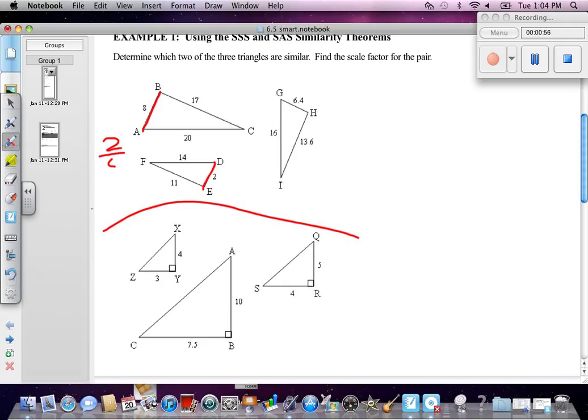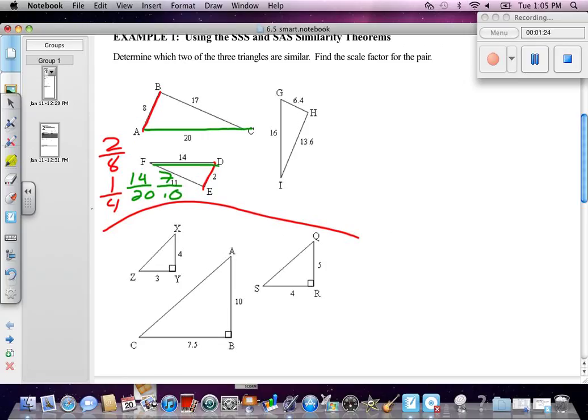Is 2 over 8, what does that reduce to? 1 over 4. Okay. Now let's look at a different side on the same triangle. Do you see how these two are corresponding? Okay, so 14 over 20, what does that reduce to? How many times does 2 go into 14? 7 times. How many times does 2 go into 20? Is 7/10 and 1/4 the same thing? No, so those aren't proportional.